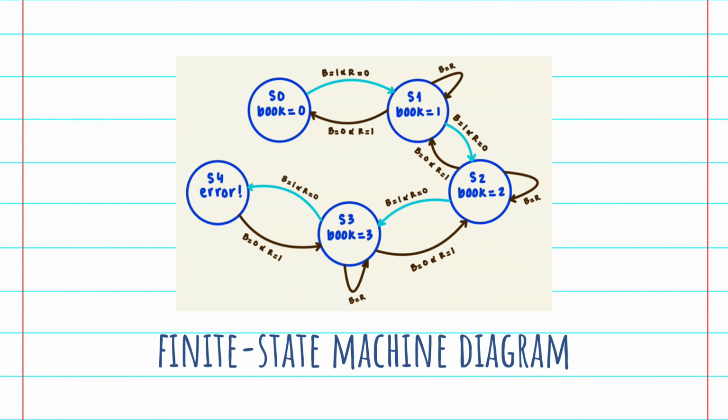Whenever there's a borrow request, which means B equals 1, the book count is increased by 1, and in contrast, whenever there's a return request, the book count is reduced by 1. Some exceptions are, at book count 0, you can only borrow to move on to the book count equals 1. If any other requests are made, the book count remains 0. Secondly, if the book count is 3, you will receive an error if you try to borrow one more book. The error only goes away when you return a book.